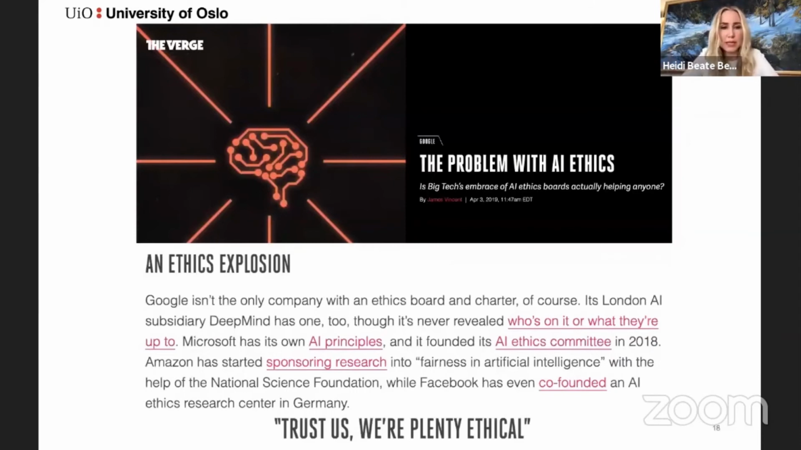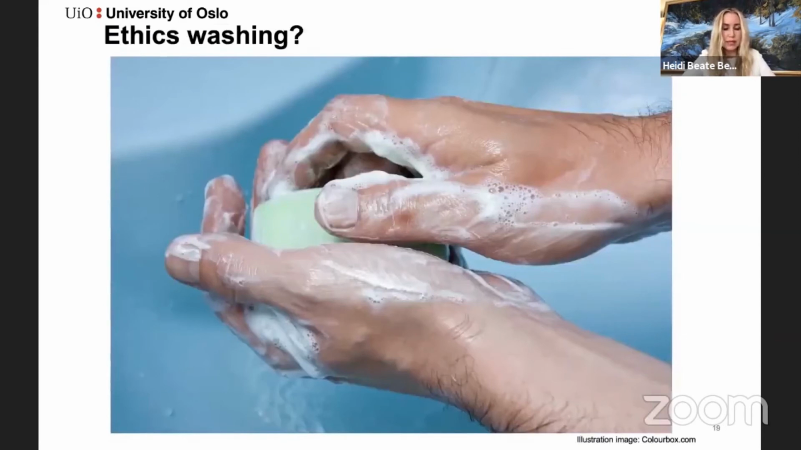And we've seen several media stories like this, also showing the ethics centers of several of the large tech companies and how they finance research centers also in Europe. There is a concern, therefore, that ethics washing is going on. So by pointing to ethics boards and charters, companies can state that they are doing something, thereby avoiding criticism. But because the ethics boards often lack veto power, the companies are not forced to follow their advice.